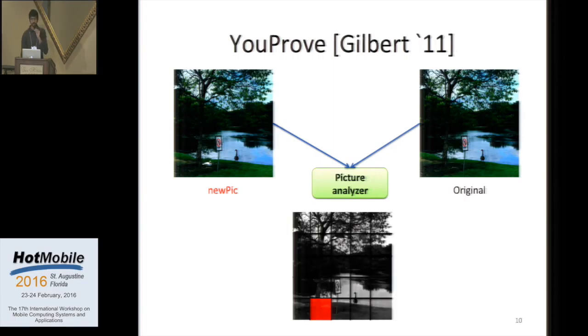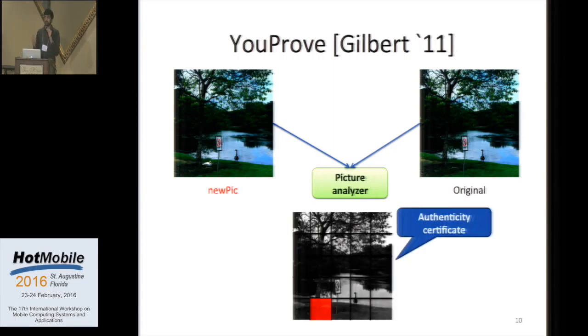And the output of this comparison is going to serve as a proof. It's called the authenticity certificate, and it's something that's going to be uploaded together with the picture so that whoever's viewing the picture can know whether the image is authentic or not. So in this case, that certificate is represented as a heat map where the cold regions are parts of the picture that are not modified, they are true, and the red region, in this case the white swan, was actually digitally added in.